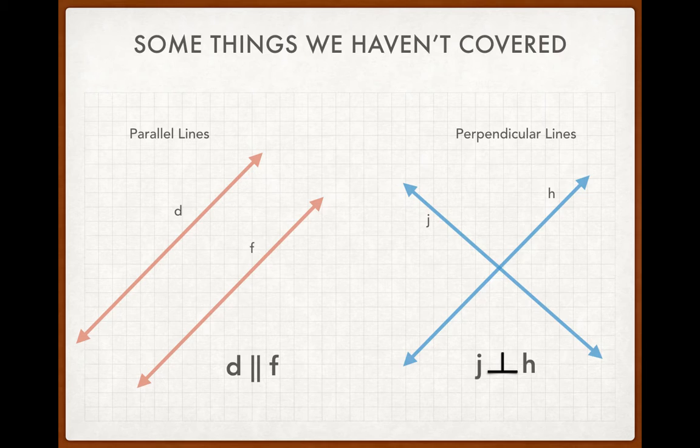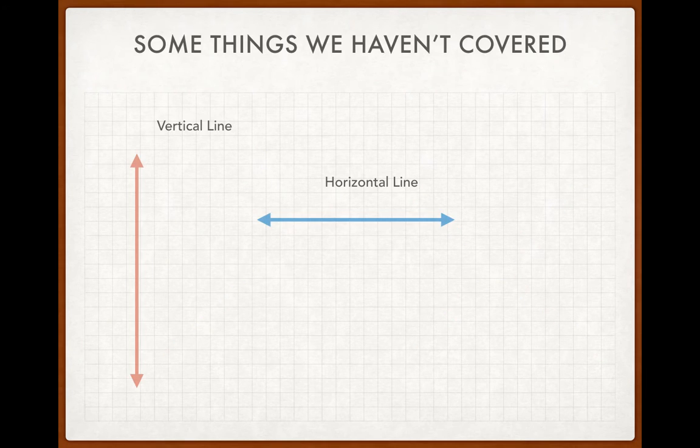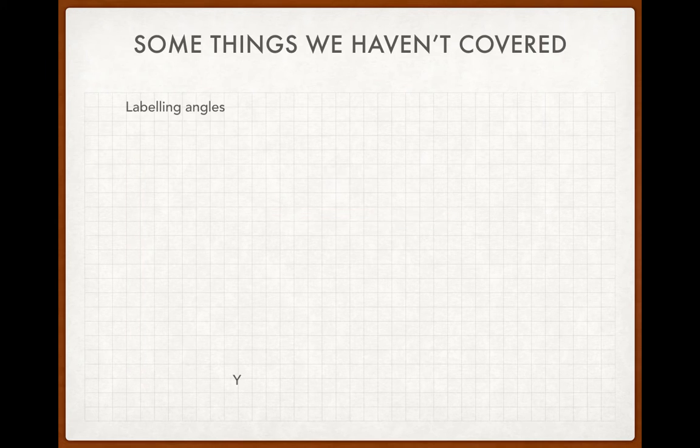Okay, 2 more different types of lines. Vertical lines are straight up and down. Horizontal lines are straight left and right. Okay, and the final things that we need to cover are labeling angles.